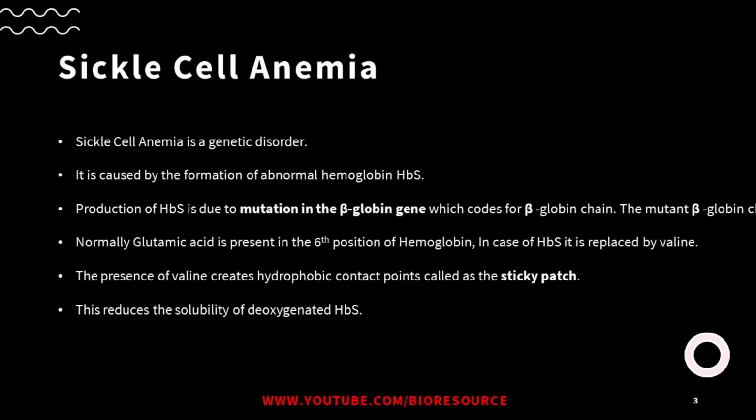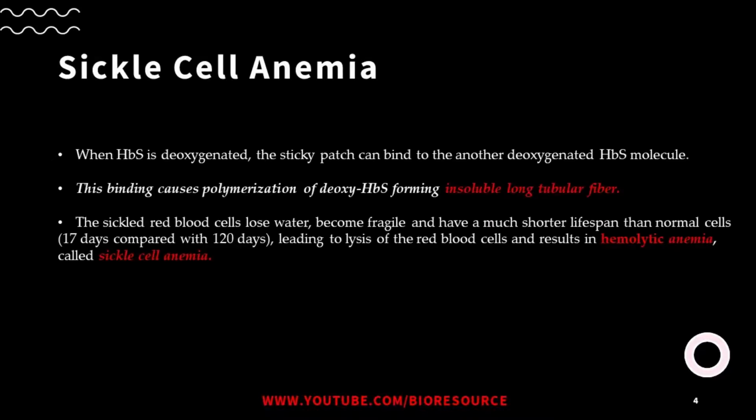When the HbS is deoxygenated, the sticky patch can bind to another deoxygenated HbS molecule. And this binding causes polymerization of deoxy-HbS, forming insoluble long tubular fibers. The insoluble fibers of deoxygenated HbS are responsible for deforming the red blood cells, which will look like the blade of a sickle. And that's the reason this disease is called sickle cell disease.